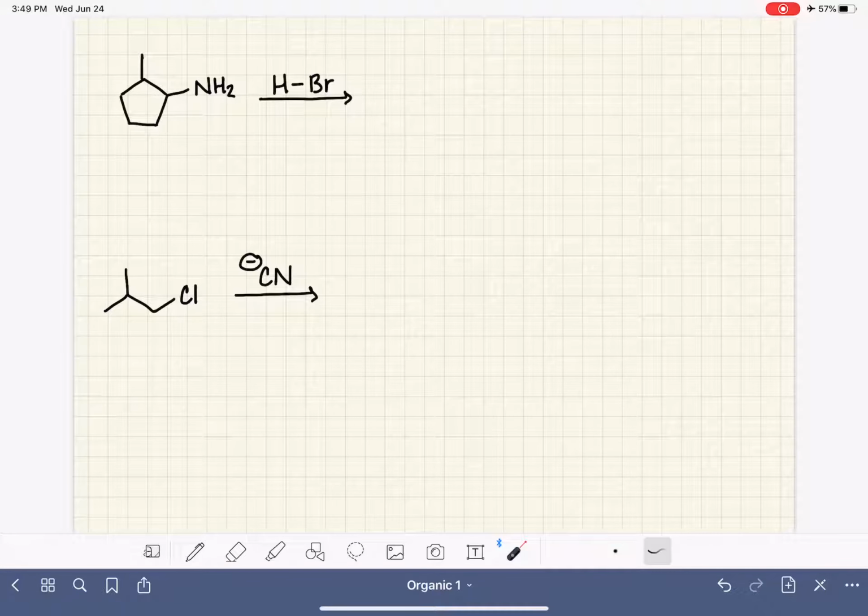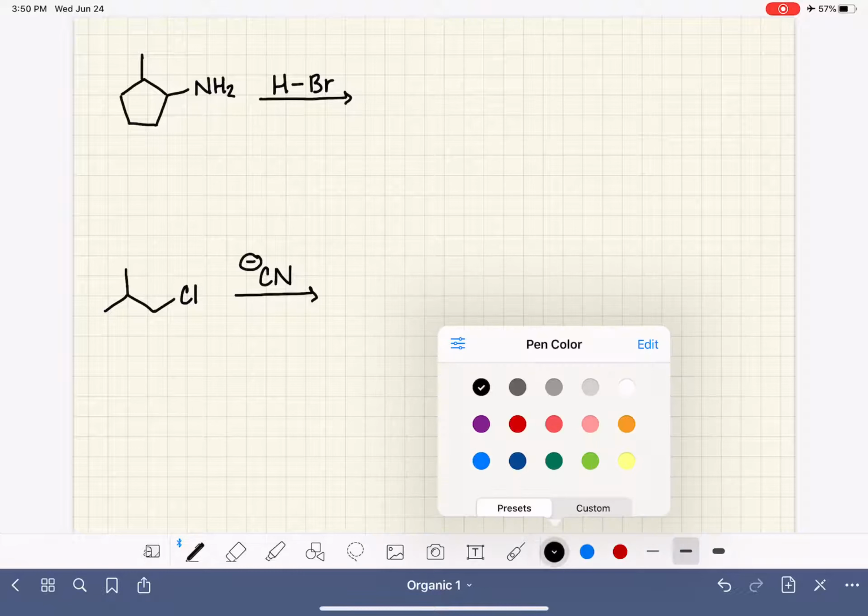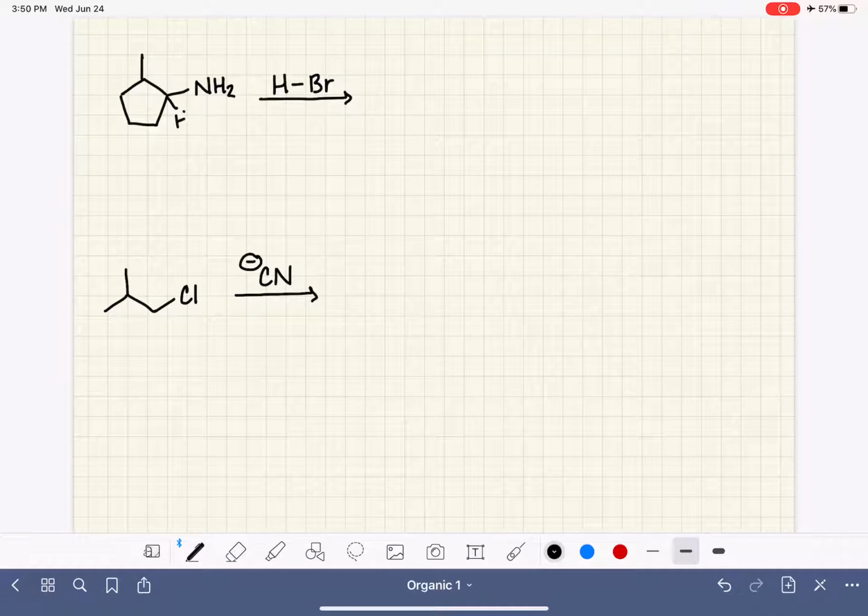So first thing that we have to do is take a look at the carbon that's holding the leaving group. Remember, that's just going to be something that's not a carbon. So here it is, the carbon that's holding the leaving group, and confirm that it has at least one hydrogen present so that it's eligible to do the SN2 reaction. Step 2, check out our leaving group. Here is an NH2 leaving group.